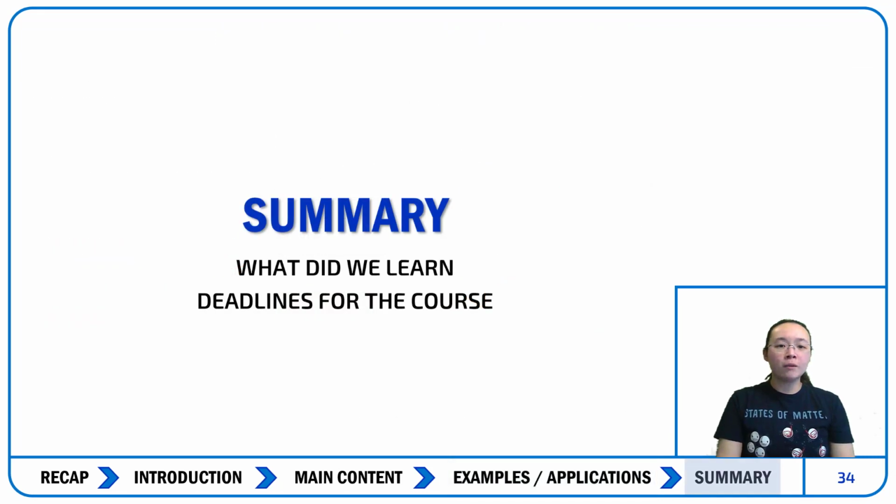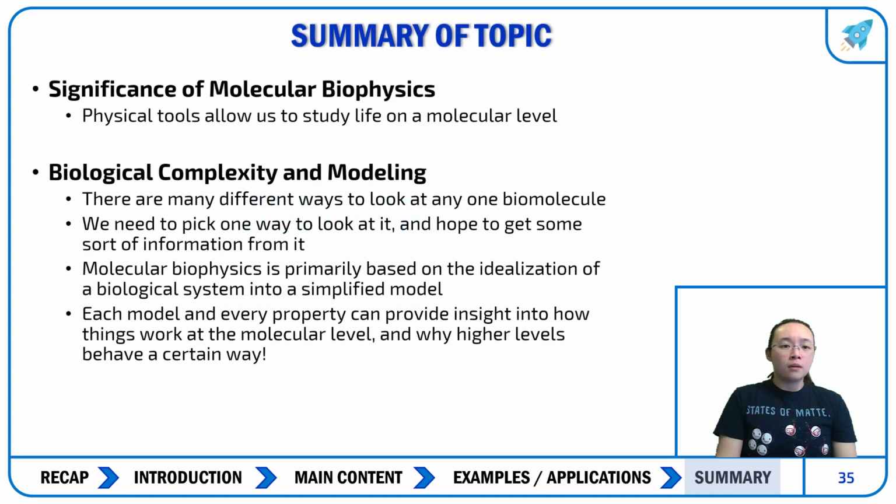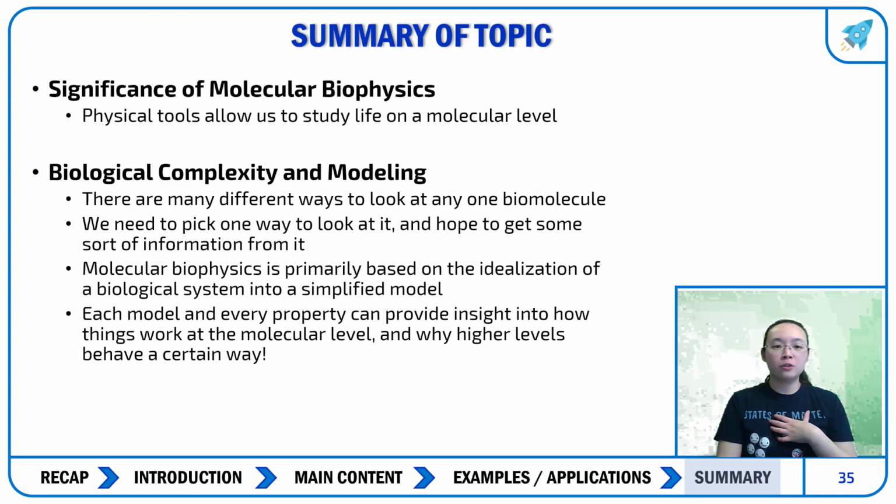So just as a summary, what did we learn, and an overview of deadlines for the course. Through this lecture, you should have learned some physical tools that allow us to study life on a molecular level. We explained the importance of those tools to study it, and we also looked at different ways that we could use those tools. So when we're talking about modeling, there are so many different ways to look at one biological molecule. Our jobs would be to pick one way to look at it and hope to get some sort of information from it.